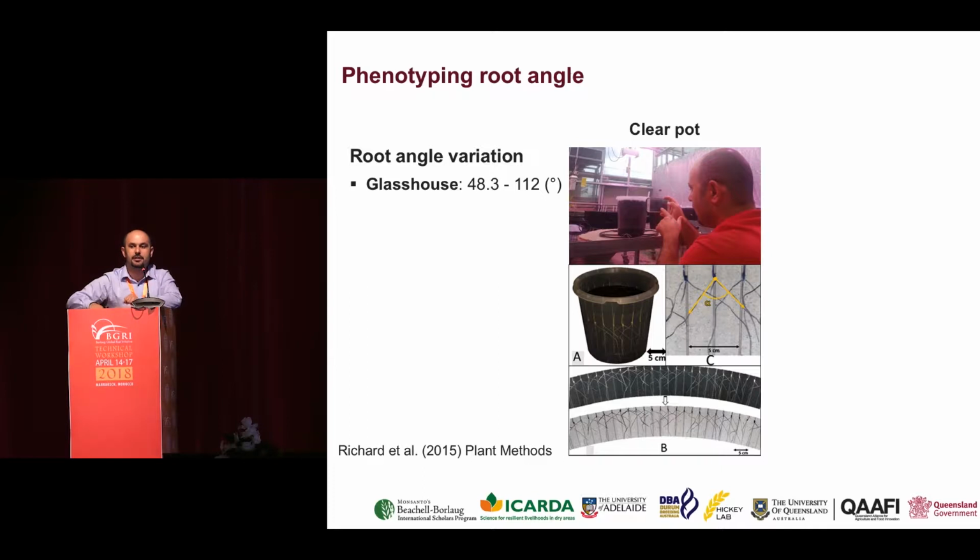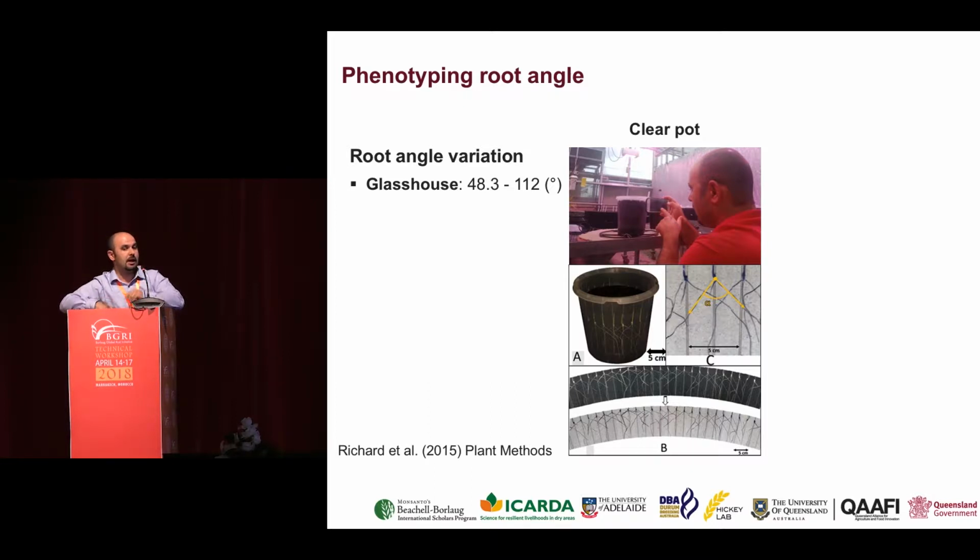To do that, we used the ClearPot method, developed by one of my colleagues at the University of Queensland, Dr. Cecile Richard. It is a really high throughput and very cheap way to phenotype a large number of plants in a very short period of time. It's just a clear garden pot. You can use any sort of digital camera, even your phone, and measure the root angle using ImageJ. It's freely available software online.